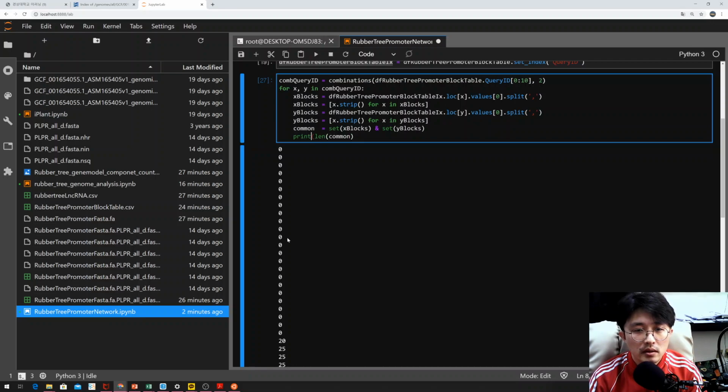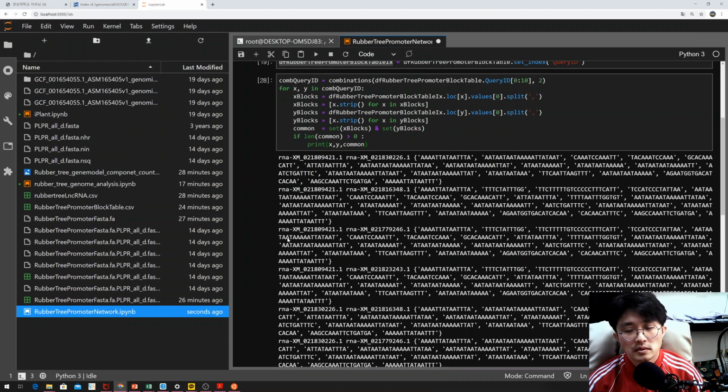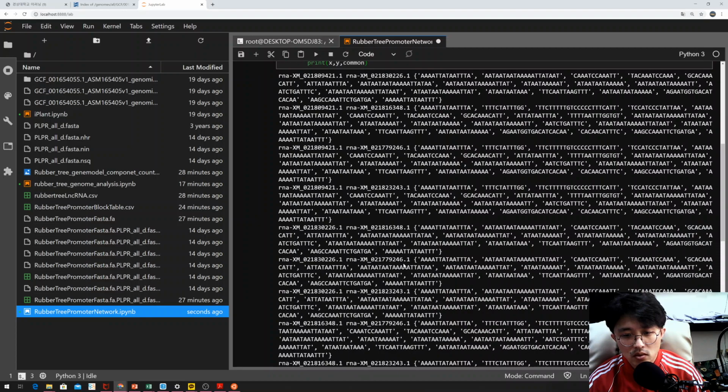Okay, then I will put if this length is larger than 0, then I will print x and y and comma. Okay. So this is so cool, right? This is so cool. This one shares with this one and this one, and this one shares with that one.